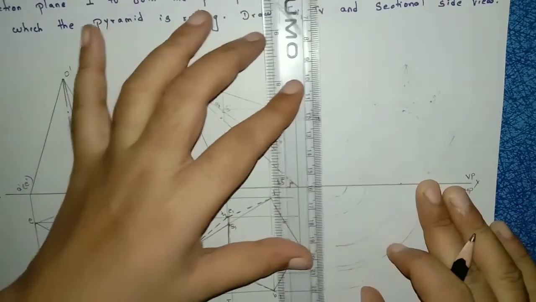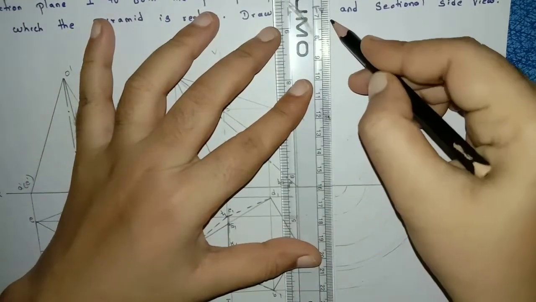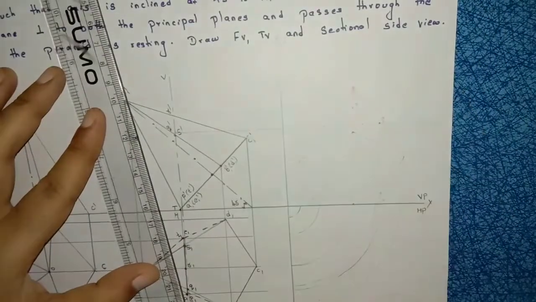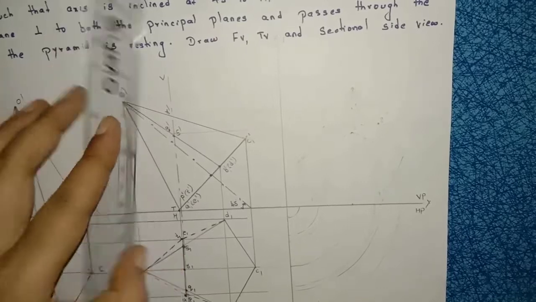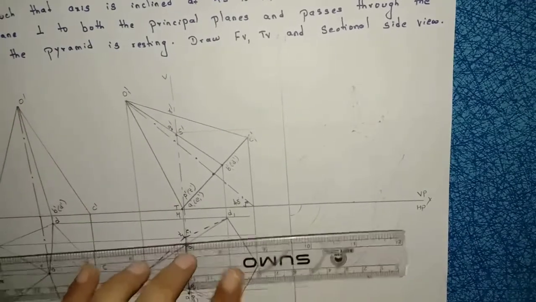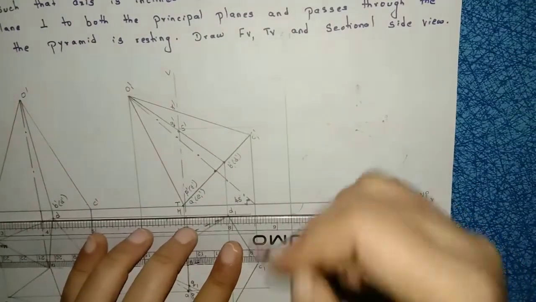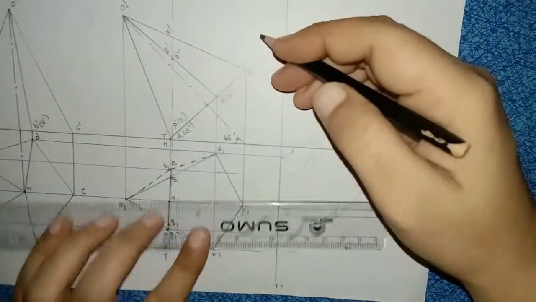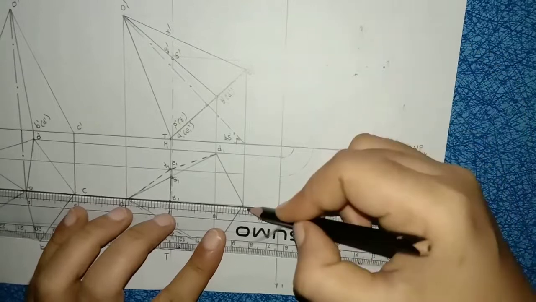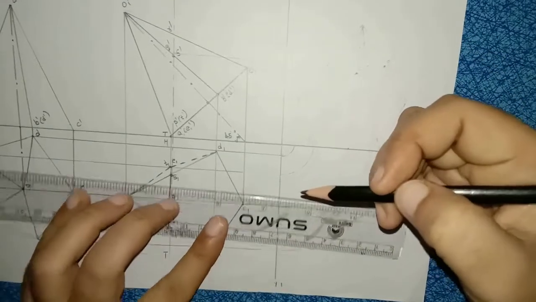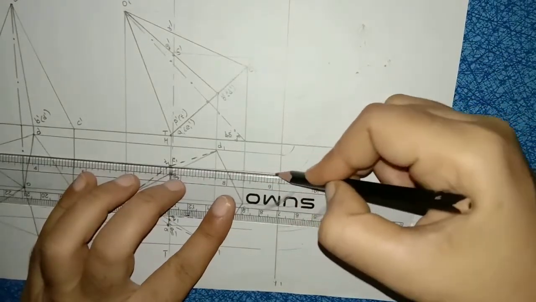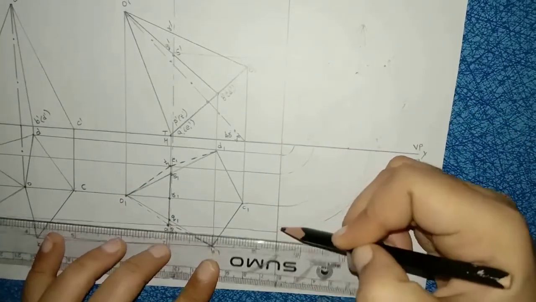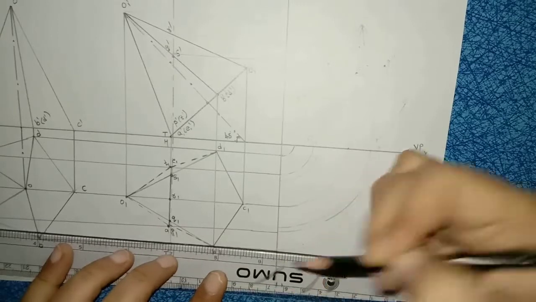Right, now leave some distance. Draw another reference line, name it as X1, Y1. Right, now project all these points. See, first I am going to construct a square. D1, C1, O1, E1, A1, B1. First I am constructing the square.